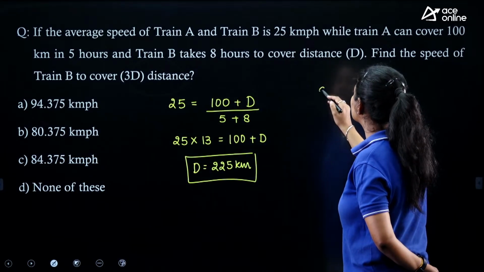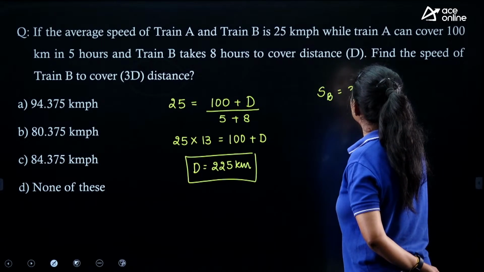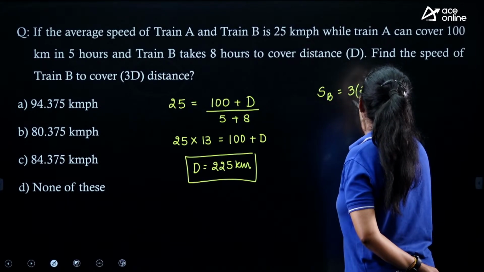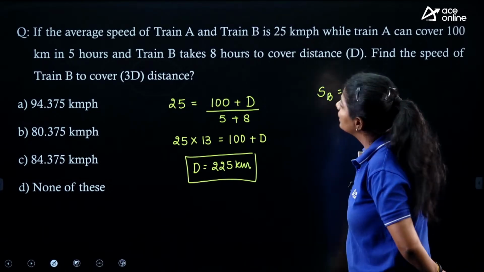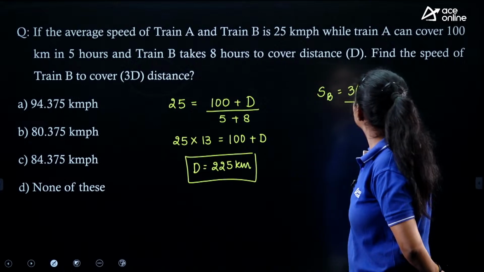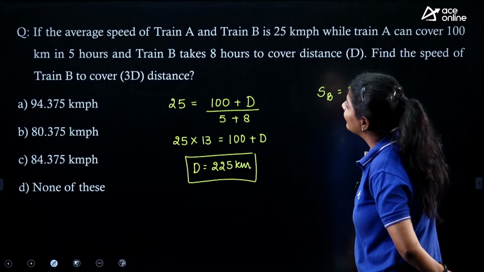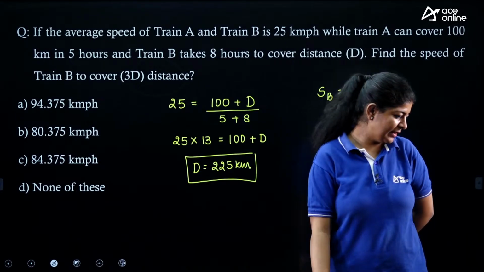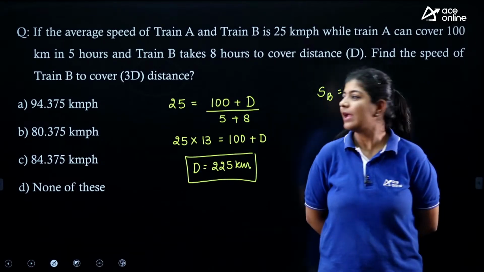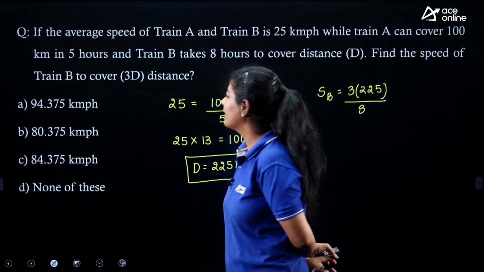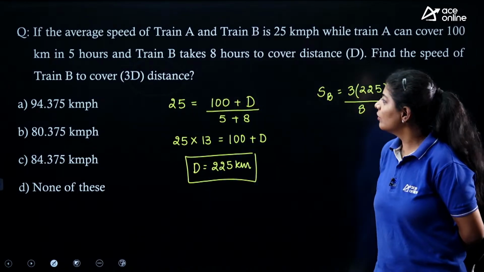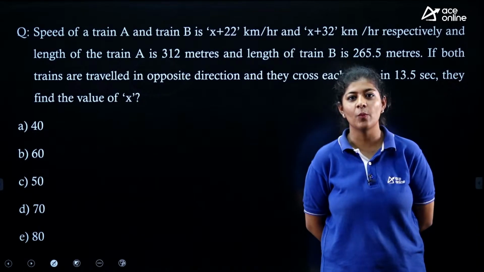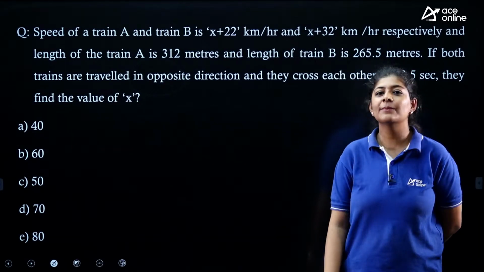Now you need to find out the speed of train B, which is nothing but thrice of this one, which is nothing but 225, and the time taken to cover a distance D. I guess in the same time we need to find it out now. So just divide it by 8 and you will get the value, somewhere around 84 point something. So you need to solve this question as your homework. And with this one, let's wind up this lecture over here only.